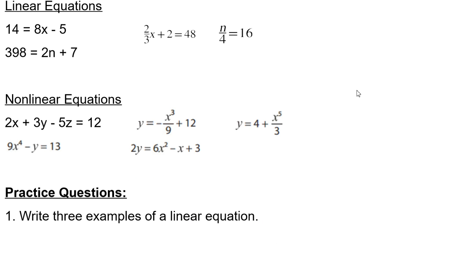I also have nonlinear equations. So these are things that don't follow those rules. So here I have an x, a y, and a z, so I have 3 different variables, and actually all of these have more than one variable. If you look at these other ones here, they all have exponents. So I have a 4, a 3, a 2, and a 5 as an exponent.